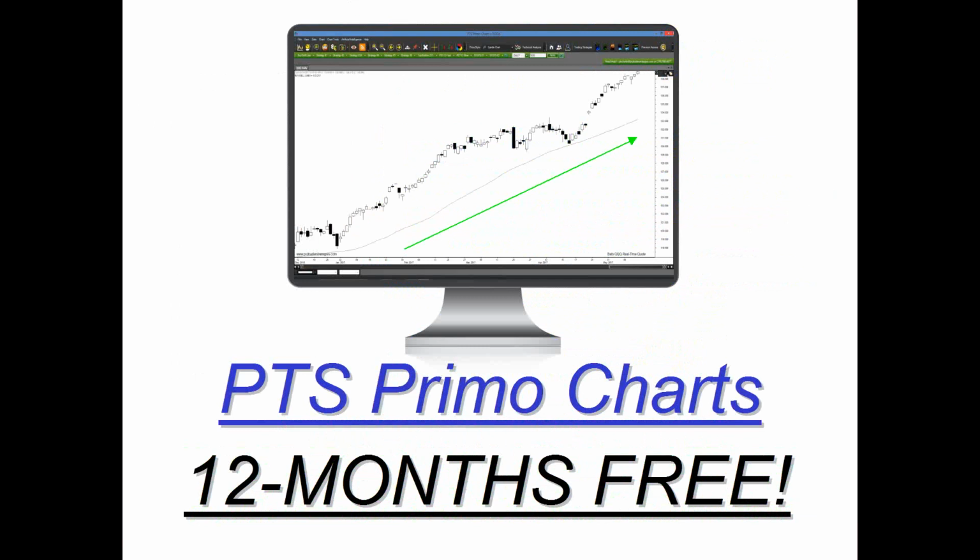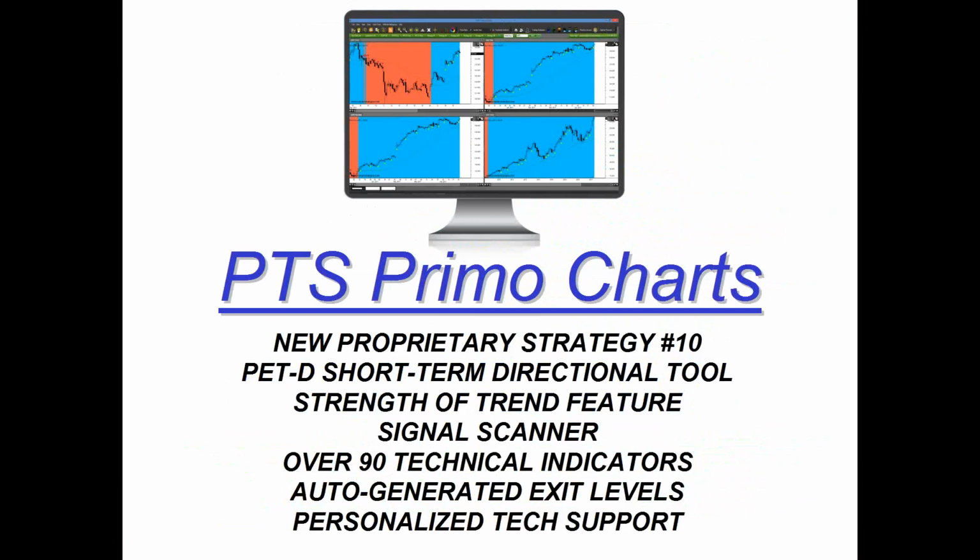But we're not going to just stop there. There's so many more things included along with the platform. For example, you're getting strategy 10, the PET-D directional tool, our strength of trend feature, which can tell you oftentimes when a trend is running out of steam. One of the best things here you're getting is our signal scanner. Our signal scanner is great because you can scan on a nightly basis for strategy number 10 setups.